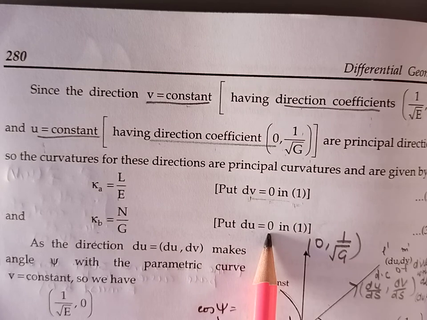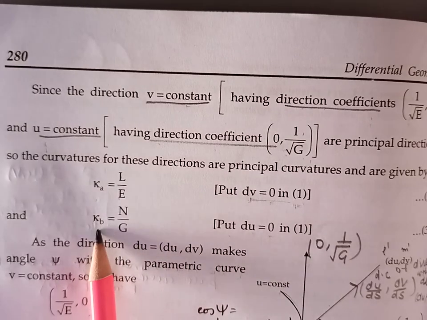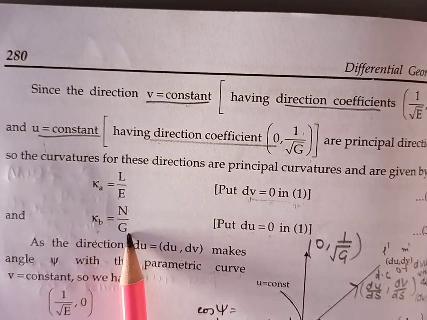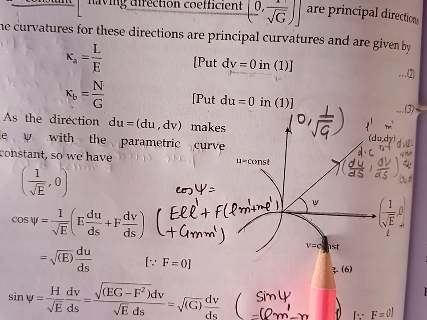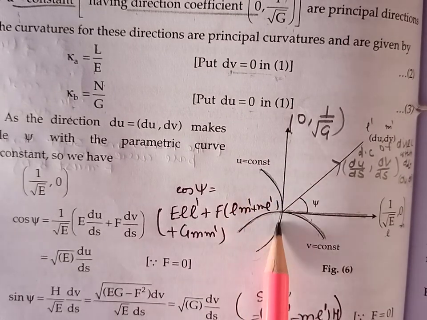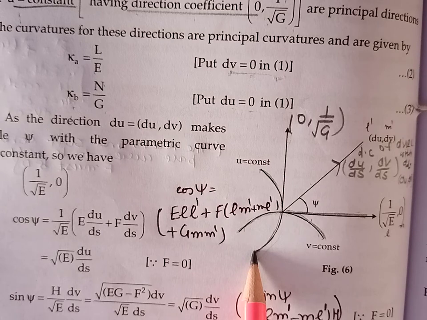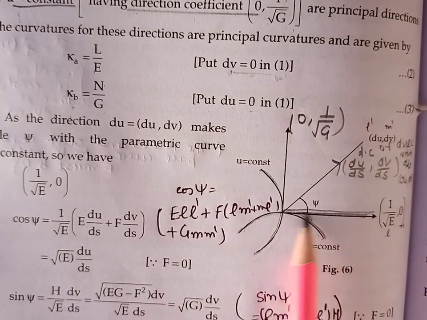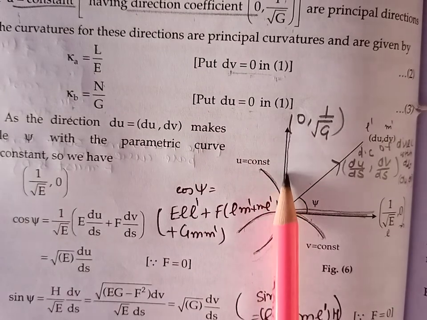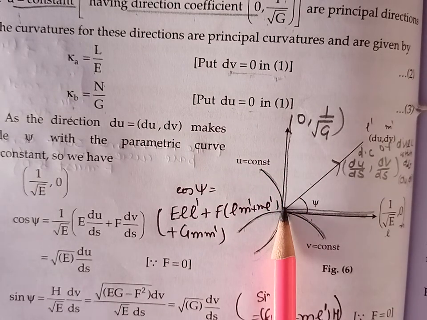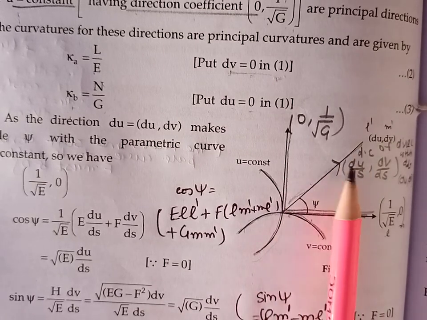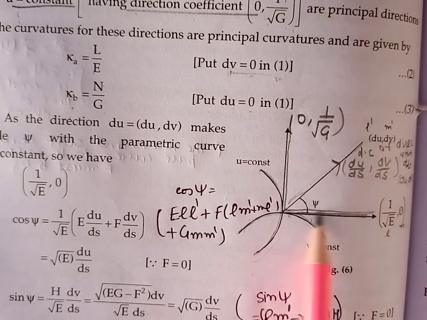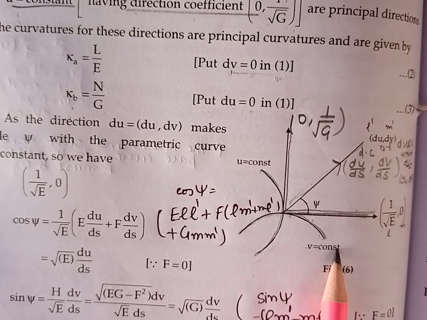So we can put du is equal to 0 in equation 1. So we get the principal curvature kappa B given by N upon G. Now let us take v is equal to constant, this be one of the parametric curves, and u is equal to constant, this is another parametric curve, and let this be the tangent to the curve v is equal to constant, this is tangent to the curve u is equal to constant, and this psi is the angle between the direction du dv with the tangent at the curve v is equal to constant.